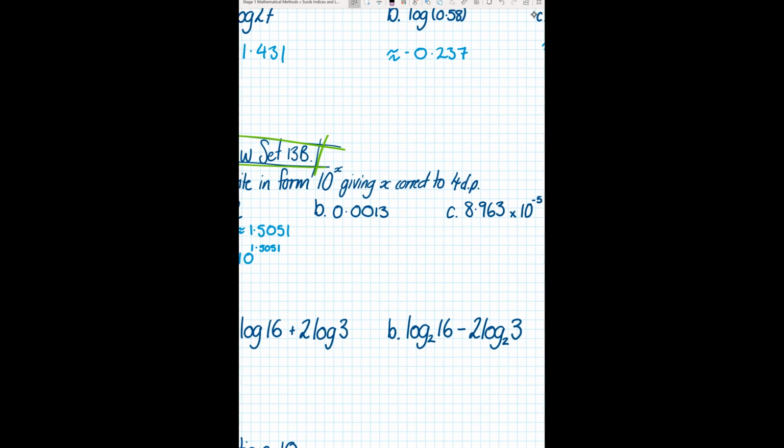Same for 0.0013. We find out that the log of 0.0013 is around about minus 2.886. Now it's 8860, but the following number is 5, so we need to round up to 8861. Therefore, 0.0013 is approximately equal to 10 to the power minus 2.8861.